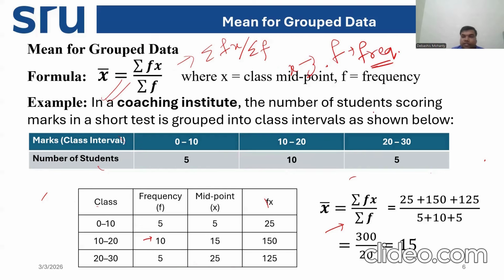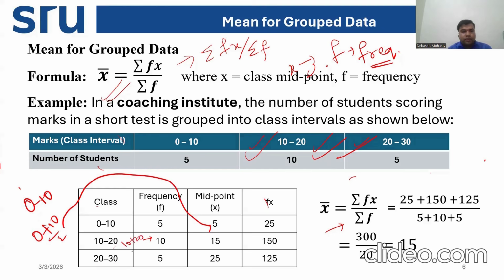In a coaching institute, the number of students scoring marks in a short test is grouped into class intervals. I have already discussed this problem, so I think all of you are clear, because only the frequency and class interval will be given in the case of mean. The immediate next step is to compute the midpoint. For 0 to 10, it is 0 plus 10 divided by 2, so the midpoint is 5. Similarly, 10 to 20: 10 plus 20 divided by 2 is 15. 20 to 30: 20 plus 30 divided by 2 is 25.